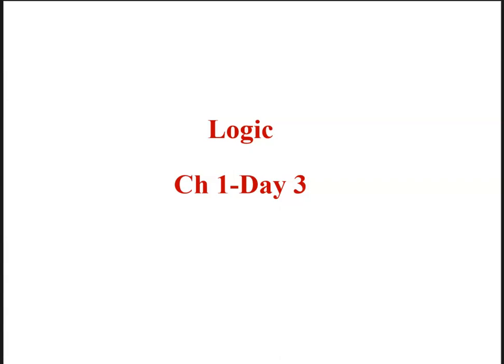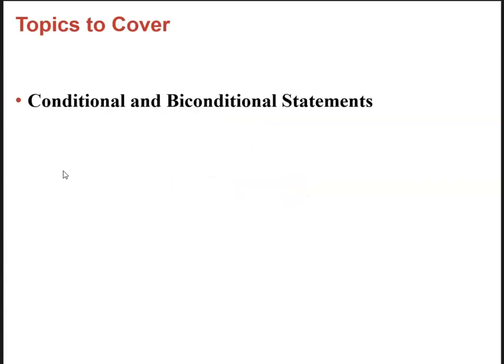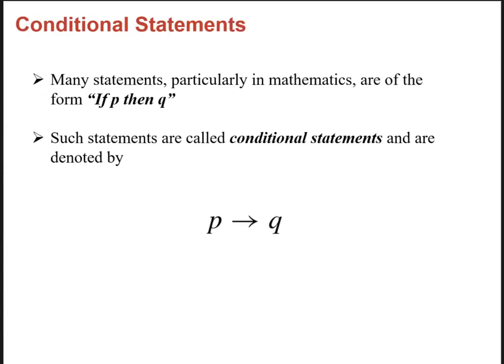Okay, so we're again going to continue chapter 1. In today's lectures, we'll look at conditional and biconditional statements. Now we're familiar with statements of this type, like if P then Q, right? These are conditional statements, and the symbol for a conditional statement is P, then this arrow, and Q. So again, this is like if P then Q.